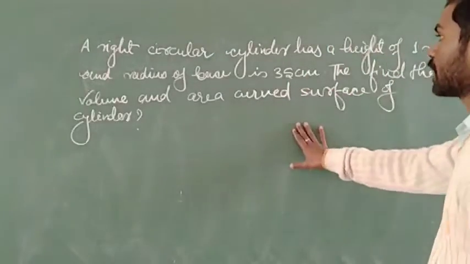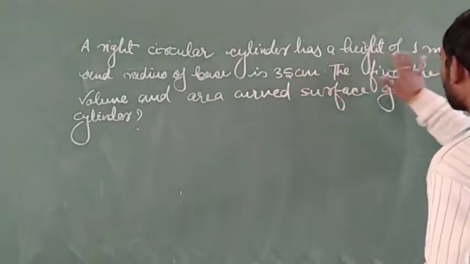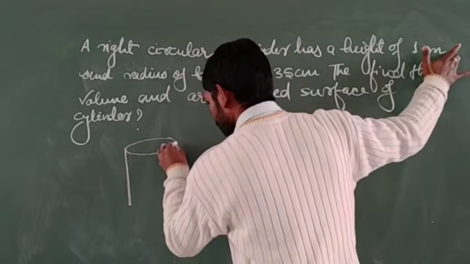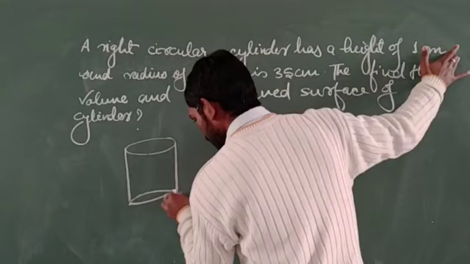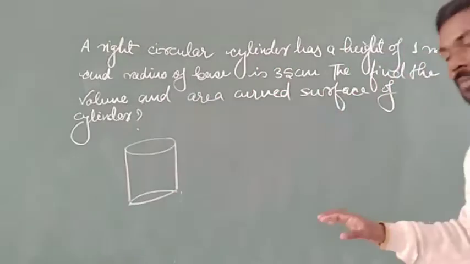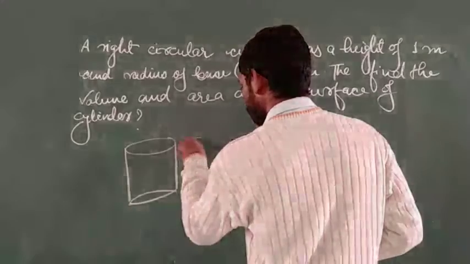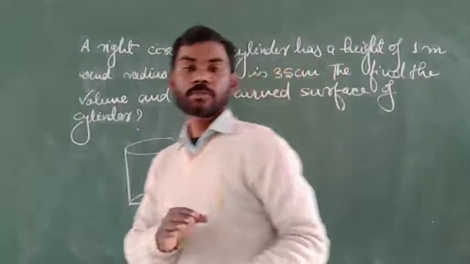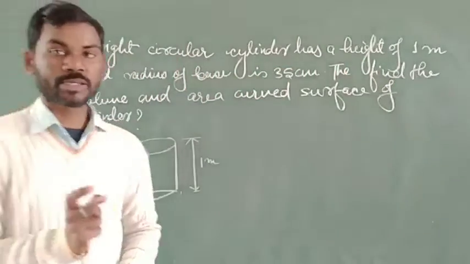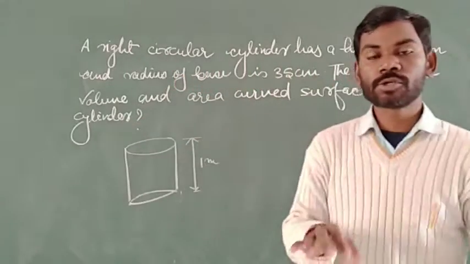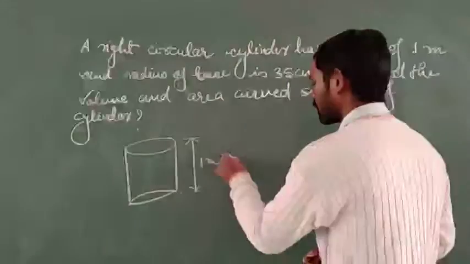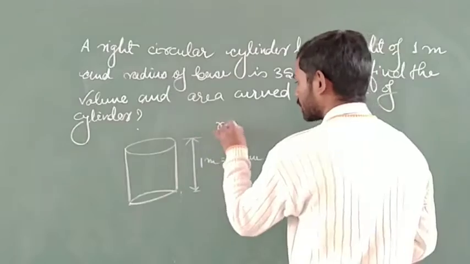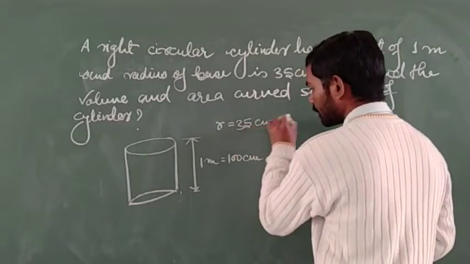In the question it is given that a right circular cylinder has a height of 1 meter. So first of all, let us draw the figure. In this figure, the height is given as 1 meter. Since the radius of the circular region is given in centimeter, we have to use the same unit throughout. So it may also be written as 100 centimeter, and the radius is given as 35 centimeter.